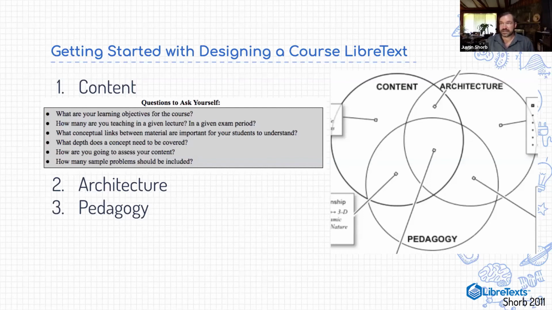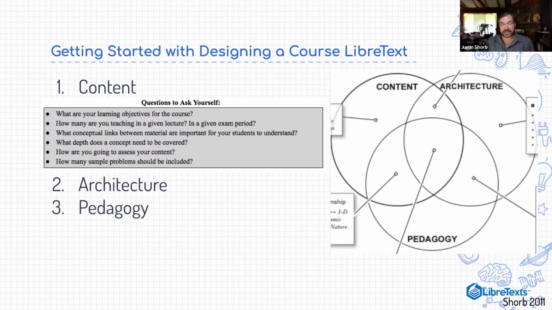So for content, make sure you know what your learning objectives are for the course. How many are you going to teach in a given lecture, in a given exam period? What conceptual links between the material are important for your students to understand? So what concept links do you want, not just facts? What depth does a concept need to be covered? Figure out what depth you're going to go into on a certain page.